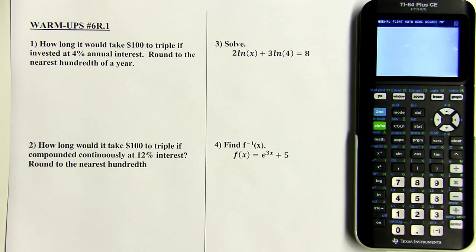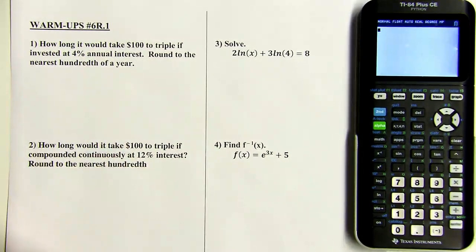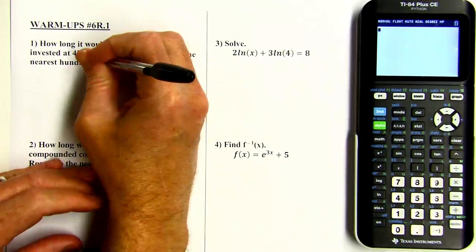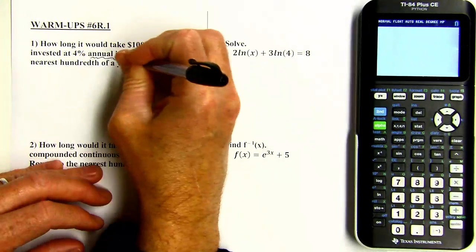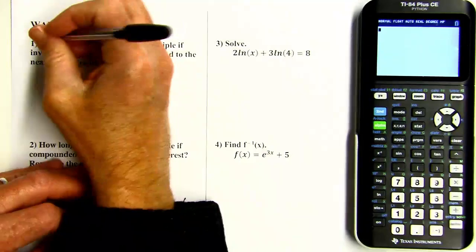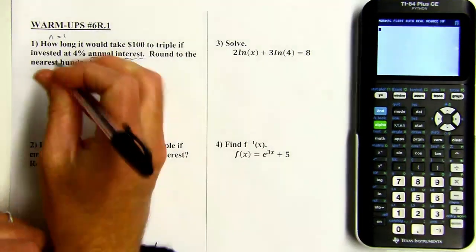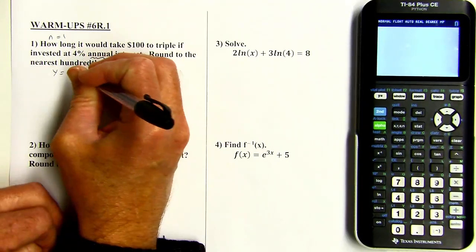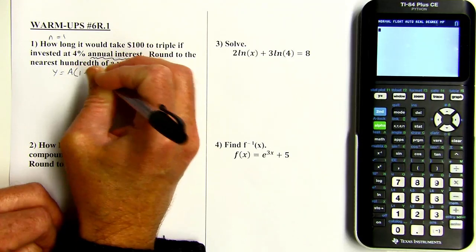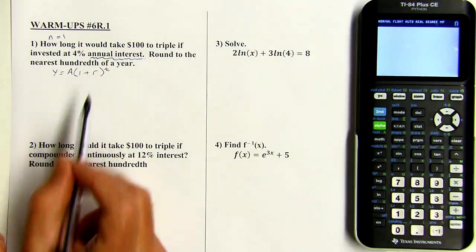Okay, here's warm-up 6R.1. How long would it take for $100 to triple if invested at 4% annual interest? So this annual interest piece is important because that tells us that we're compounding once per year. So n is going to be 1, in other words. So we just need the basic exponential growth formula for this one. You don't need the one with the n's in it because the n's will be 1 anyways. So I'm just going to use this one.